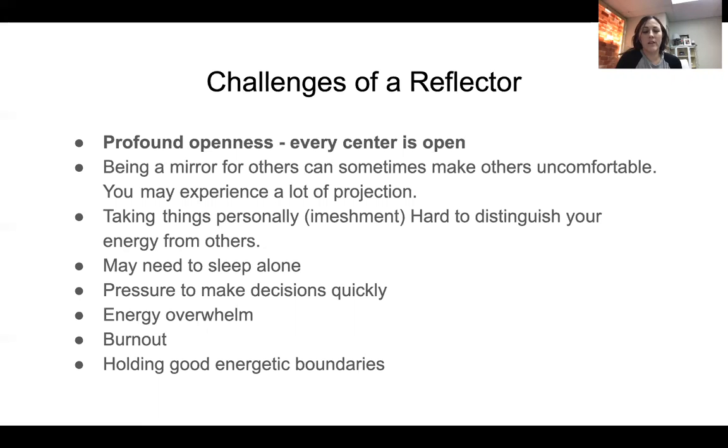So that's one of the last things we talked about here: holding good energetic boundaries is a challenge for reflectors, and they just need to learn what that looks like for them, and possibly work on some deconditioning, because the conditioning can essentially create bad boundaries. So reflectors, just like projectors, could benefit from sleeping alone. They can definitely take in the energy, especially if they have a generator or manifesting generator, they'll take in that person's energy, and it may be hard for them to sleep.